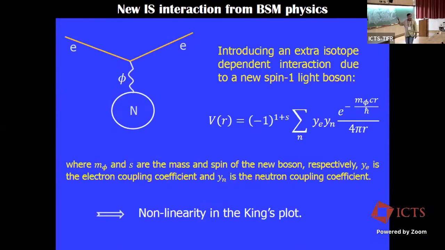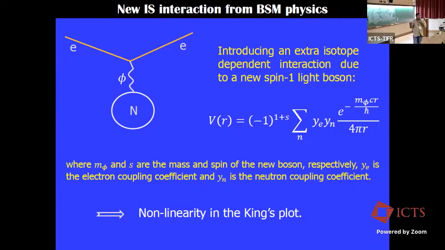Okay, but there is another concept to that also. That is why I just wanted to introduce this part. People also believe that there is one new kind of vector boson that can be exchanged between the electron and the nucleus. And if that happens, then when you try to measure the isotope shifts, these new interactions will also contribute there.